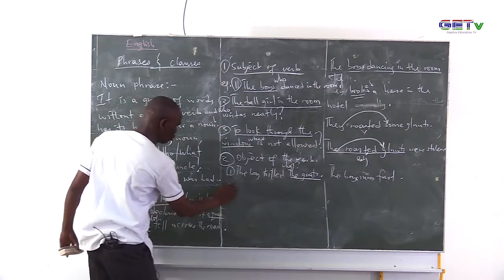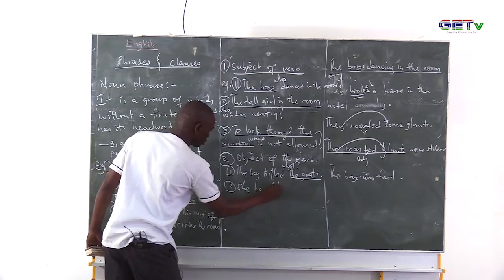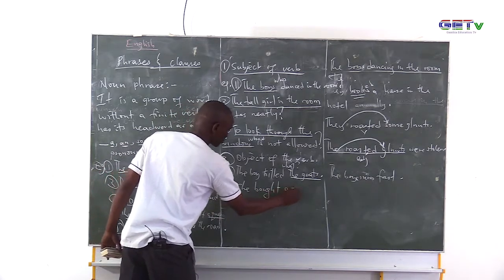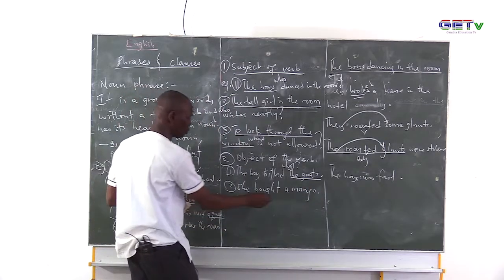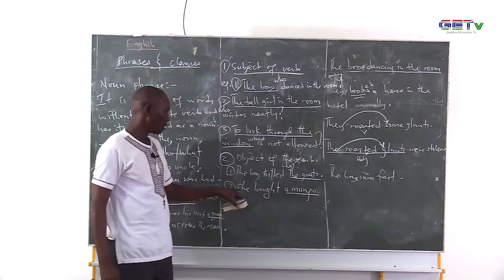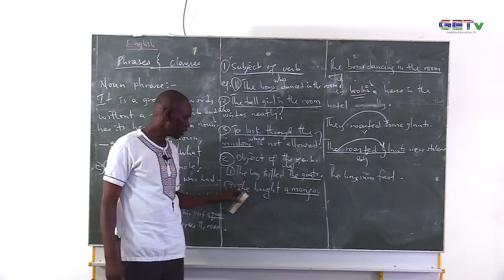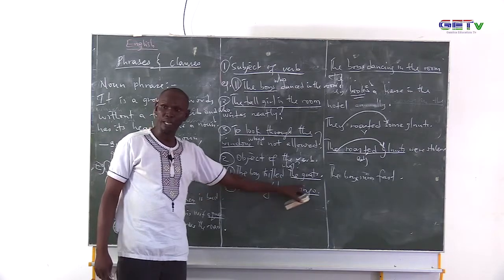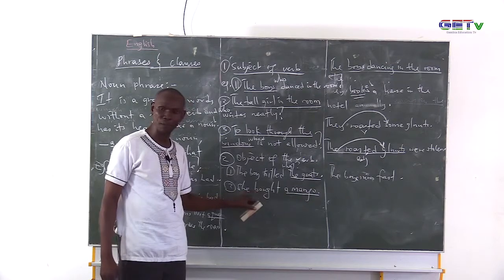If example 2, she bought a mango. Now, she bought a mango. A mango is underlined. She is the subject here. Bought is the main verb here. If you say she bought what, the answer is going to be a mango. So this also becomes a noun phrase and it is object of the verb bought.